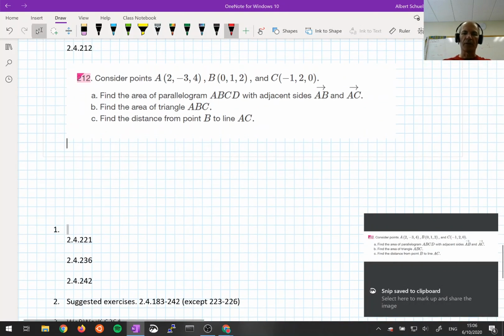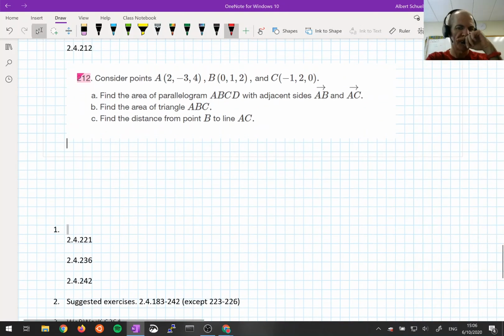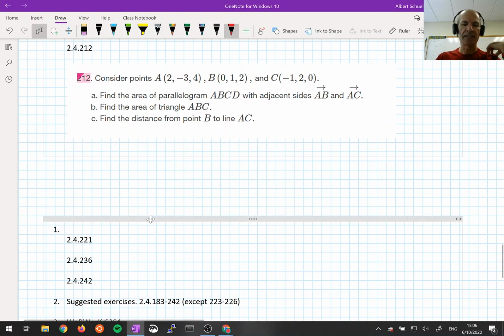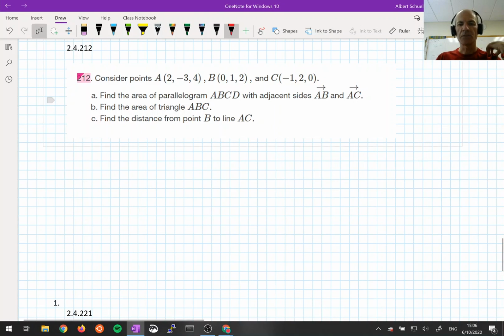So we've got some points, A, B, and C, and we want to find the area of the parallelogram ABCD. Look, these are points in 3 dimensions. I'm not going to bother plotting them, but I know that from some perspective, it's going to look roughly like this.